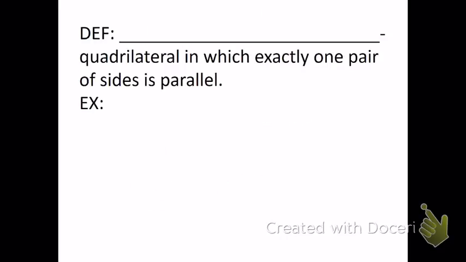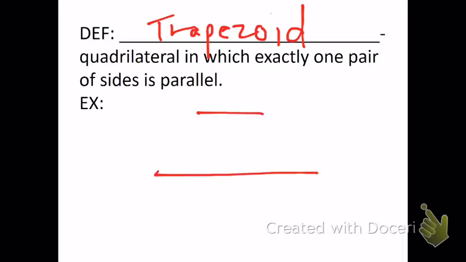Okay? What's a quadrilateral in which exactly one pair of sides is parallel? This one's a little bit tougher. Yeah, good. Trapezoid. Trapezoid is one pair of sides is parallel, and so we have, this looks something like that. That's a trapezoid.